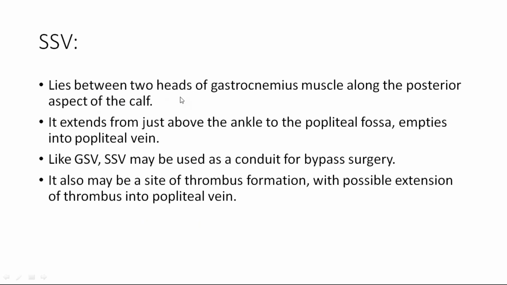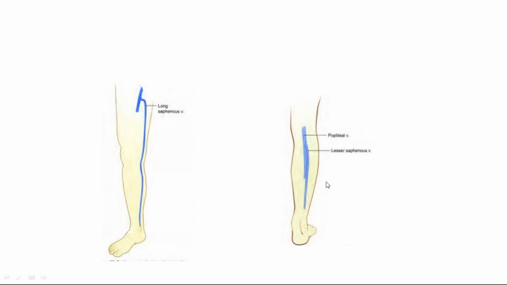The SSV lies between the two heads of the gastrocnemius muscle along the posterior aspect of the calf. It extends from just above the ankle to the popliteal fossa and empties into the popliteal vein. Like the GSV, the short saphenous vein may also be used as a conduit for bypass surgery. It also may be a site for thrombus formation, with possible extension of thrombus into the popliteal vein. Here is the pictorial representation of the course of the long saphenous vein along the medial aspect of the leg, and in the posterior aspect we can see the lesser saphenous vein, which is the short saphenous.